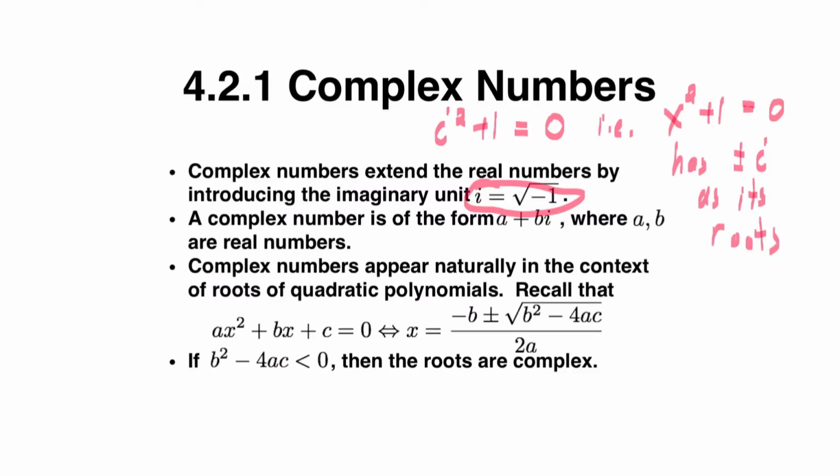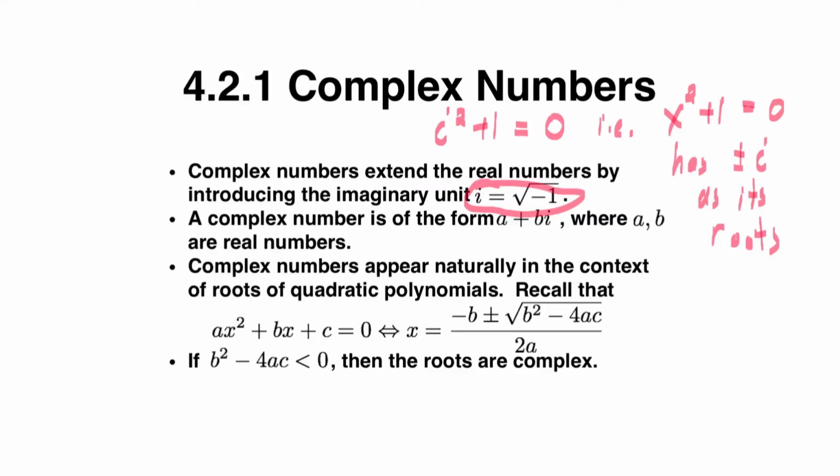So introducing complex numbers allows us to solve polynomials that did not have roots when we looked at just real numbers. If you'll recall, x squared plus 1 has no real roots, but it does have complex roots. So complex numbers, in some sense, extend real numbers so that all polynomials have solutions.